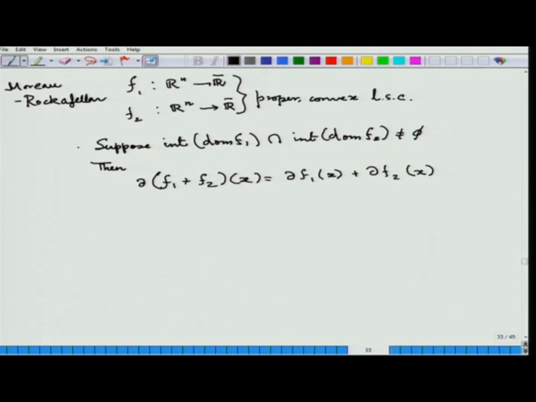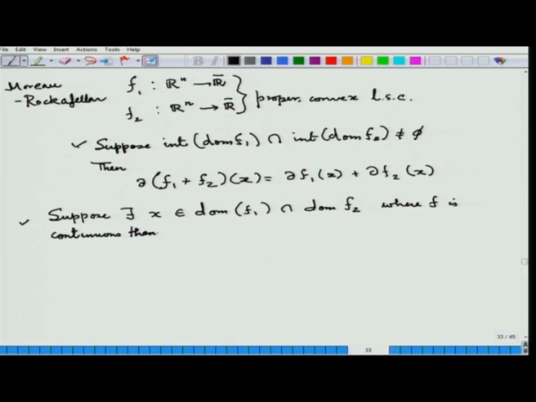Okay, this is one thing. Another is that you can do it like this. Now, suppose there exists an x, so this is one condition under which this is true. I am giving you another condition. Suppose there exists x in dom of f 1 intersection dom of f 2, where f 1 or f 2 does not matter, where f 1 is continuous, then del of f 1 plus f 2 at x is equal to del of f 1 at x plus del of f 2 at x. So, this is again a fabulous result.